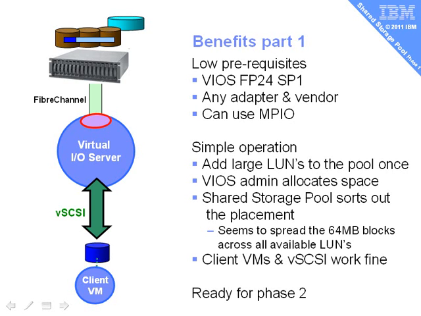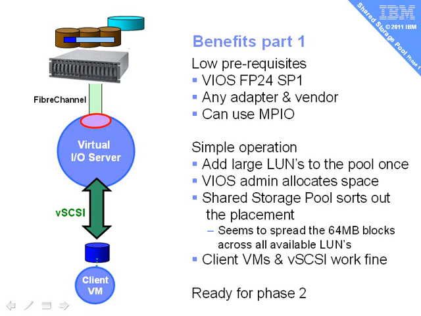In operation it is really nice and simple to use, because you assign your LUNs, and I recommend nice big large LUNs because there's a finite limit to the number of LUNs we can connect. We connect those to the pool, then we don't have to do any more SAN administration. The VIO server administrator can then allocate gigabytes of space from the pool, and the shared storage pool itself works out the placement of the disks. We can see that it's using 64 megabyte chunks of data across all the LUNs available to it to spread out the I/O across your SAN subsystems.